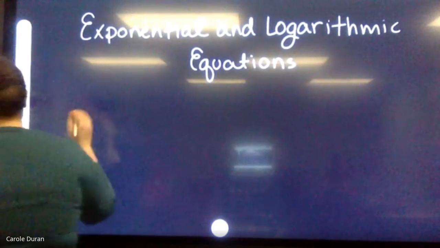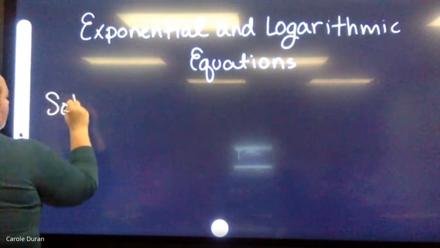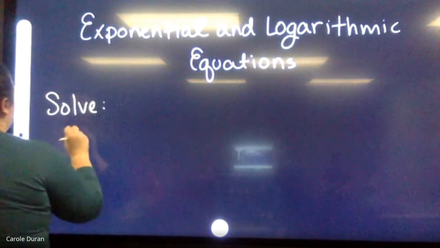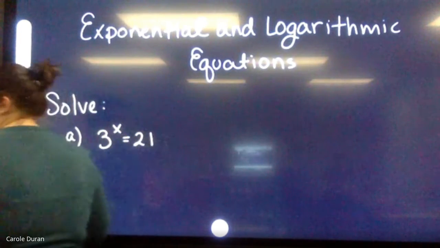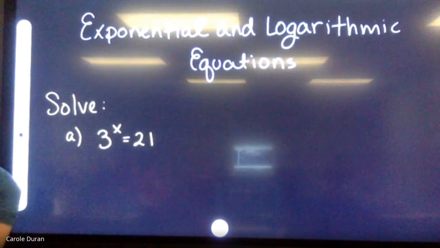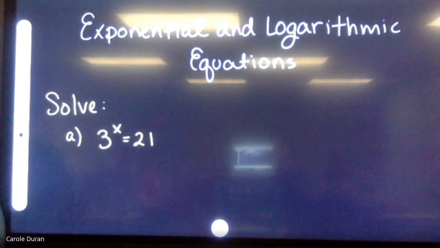So the example I would like to start with is 3 to the x equals 21. Nadia said her bus is late. Okay, I did not count her absent, so I figured that's what it was. What is it? 3 to the x equals 21. That is example A.